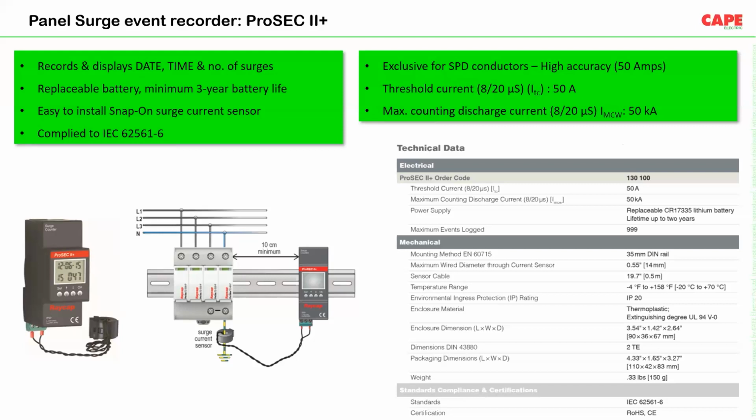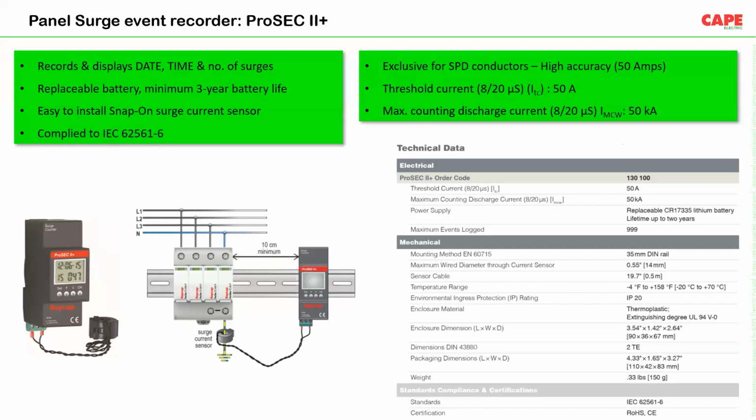It is like a 2-pole device. Its size is around double pole size, 35 mm. It is DIN rail mounted. It can be easily mounted on the DIN rail. Now, it has a threshold current of 50 ampere. That means as soon as this device senses a current of 50 amperes, it will count it as a surge. The maximum counting discharge current it can have is around 50 kiloampere.